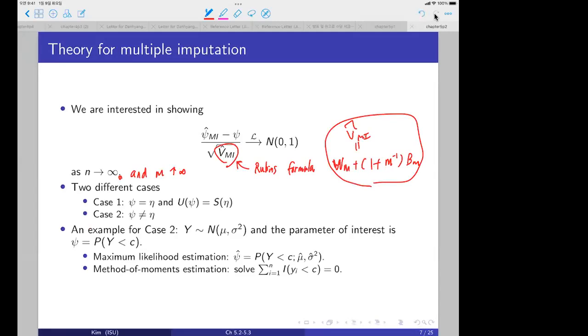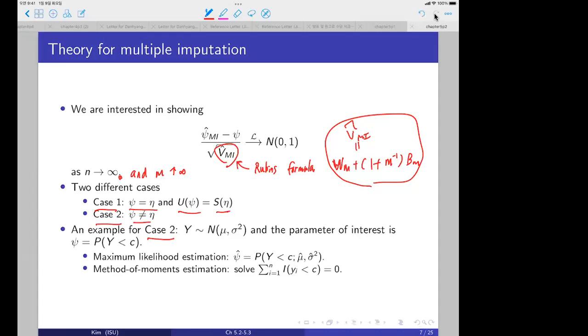And we'll consider two cases. One is psi equal to eta. In this case, the estimating function is actually the score function. And case two is when psi is not necessarily equal to eta. So what is an example? Here's an example of case two.